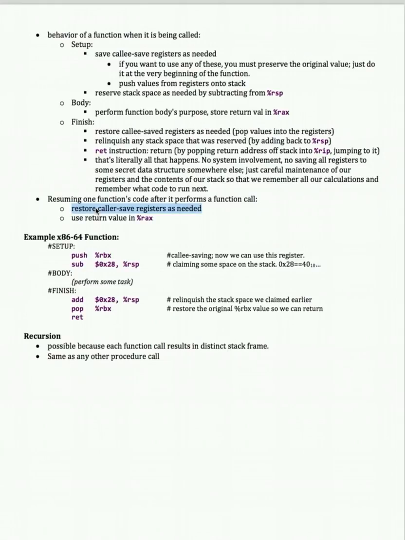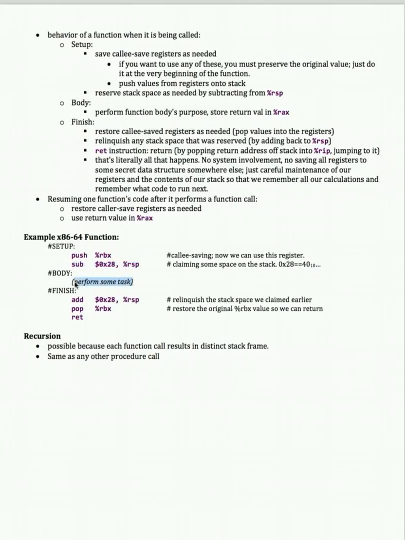Let's look at how a callee works with an example. This shows an example of how a callee works, where in setup, we push RBX, which is a callee saved register, and then we subtract 0x28, which is 40 in decimal, from RSP, indicating that we are reserving 40 bytes of space in the stack for this stack frame.